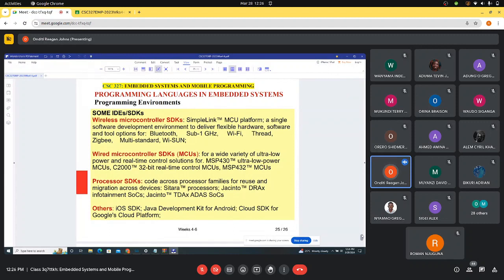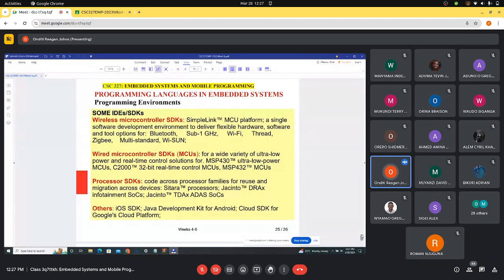We would want it to control some wireless connectivity. We would want it to control some remote access of specific components or devices. So it's always good to be able to say, where are the environments that would allow us to do all these things, correct? This is the reason why we need to look at the wireless microcontrollers. We need to look at the processor SDKs. These are code across processor family for reuse and migration across devices, correct?